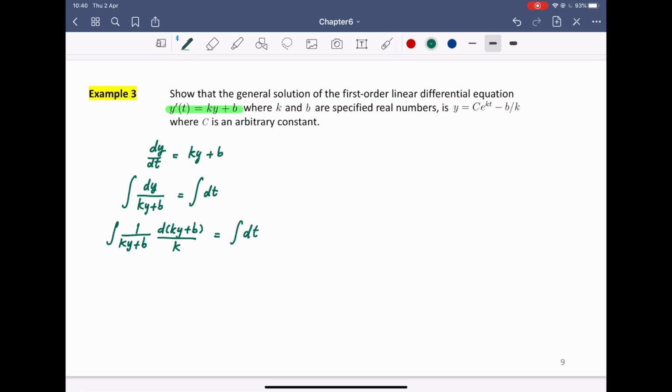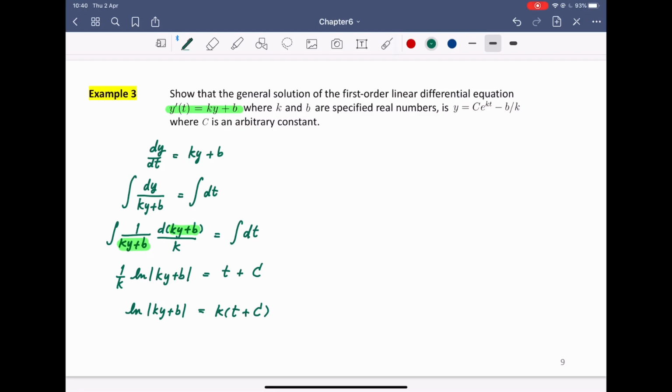And then here I have the integral of 1 over u du, so this is easy. I get 1 over k times the logarithm of absolute ky plus b equal to t plus a constant. And then after that, I have the logarithm of absolute ky plus b equal to k times t plus a constant.